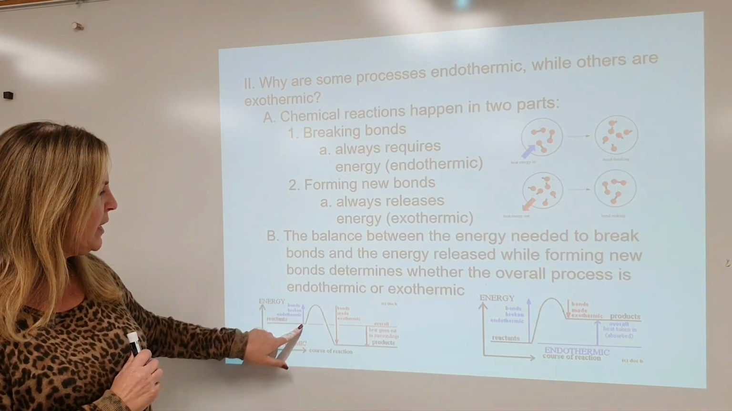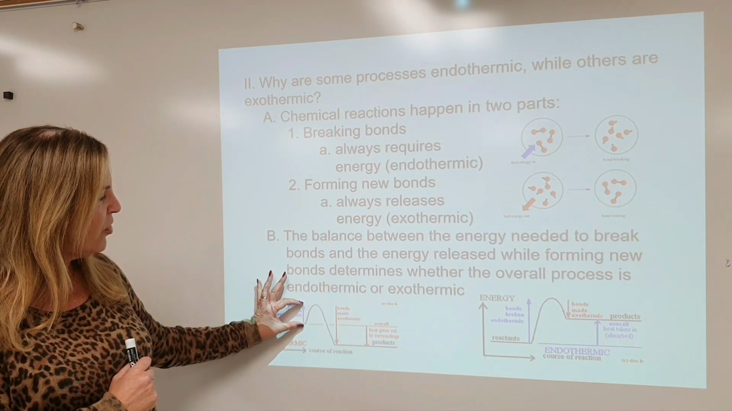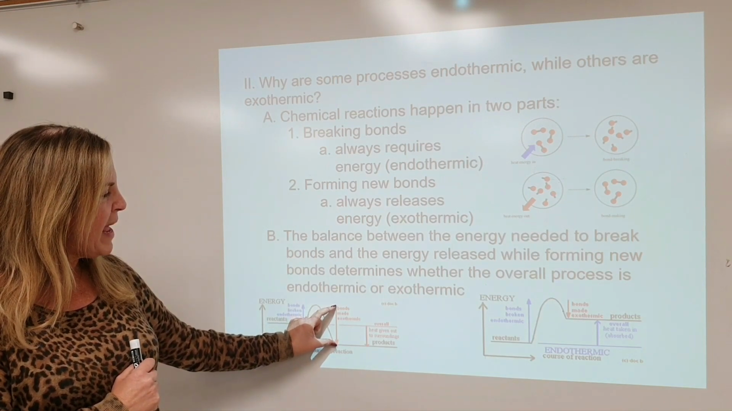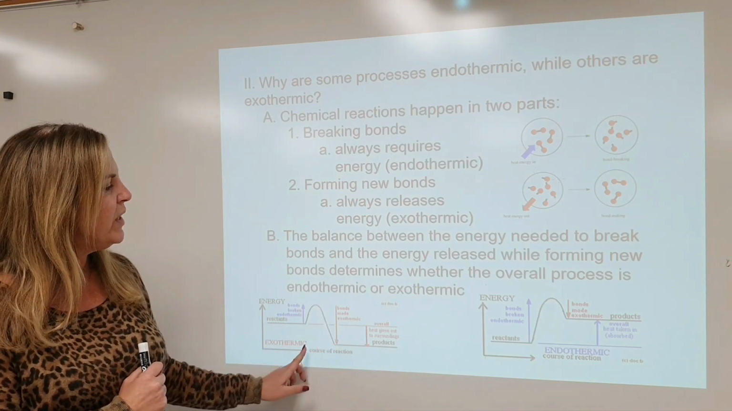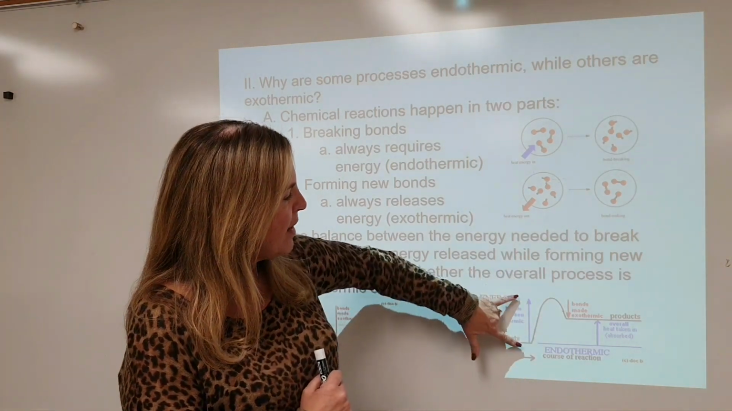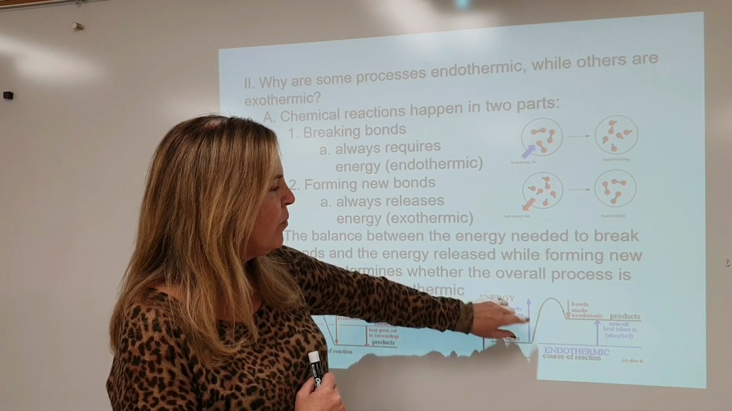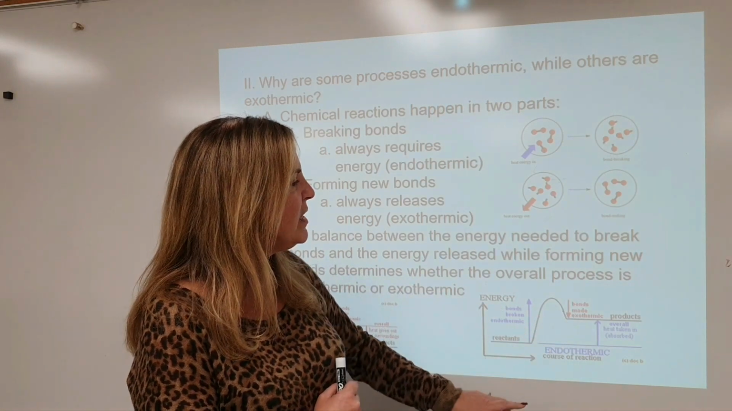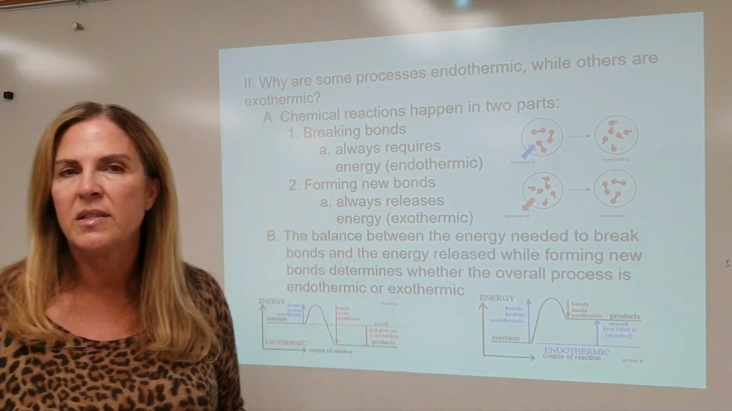All right, so you can take a look down here. If the amount of energy that is required to break the bonds is small, and the amount of energy to make the bonds is large, this is small, this is big, then the overall reaction is going to be exothermic. If the amount of energy to break the bonds, and breaking bonds is endothermic, and the amount of energy released in the formation of those bonds, the exothermic, is small, because this is big and this is small, then the overall process is endothermic.